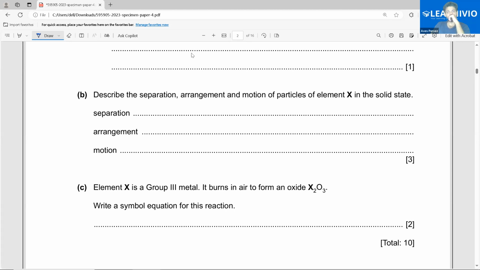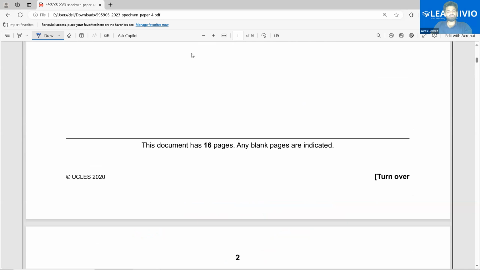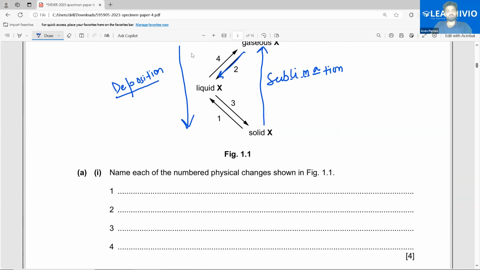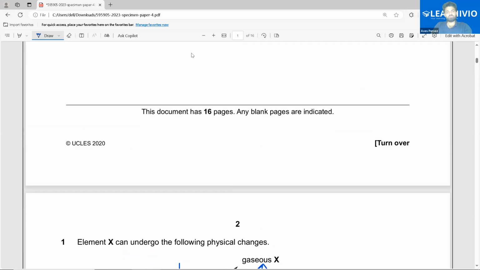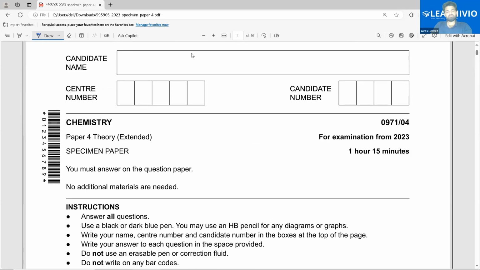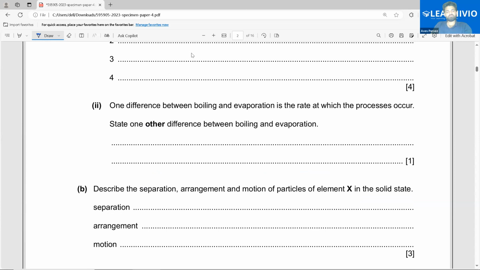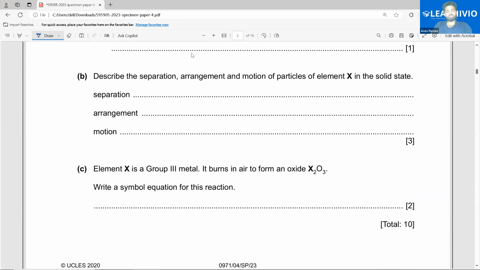Separation, arrangement, and motion of particles. They are tightly packed together. Describe the separation, arrangement, and motion of particles of element X in the solid state. Let me tell arrangement and motion first. So the arrangement of element X is that it's tightly packed together.